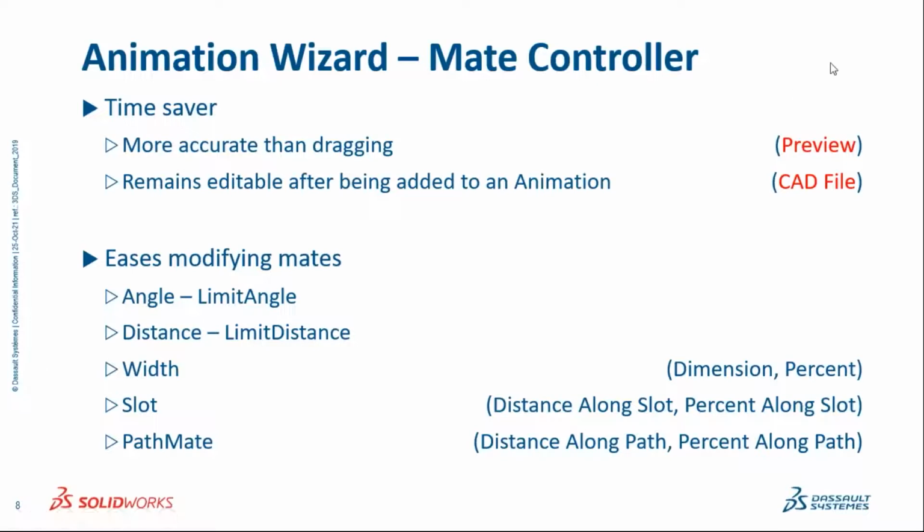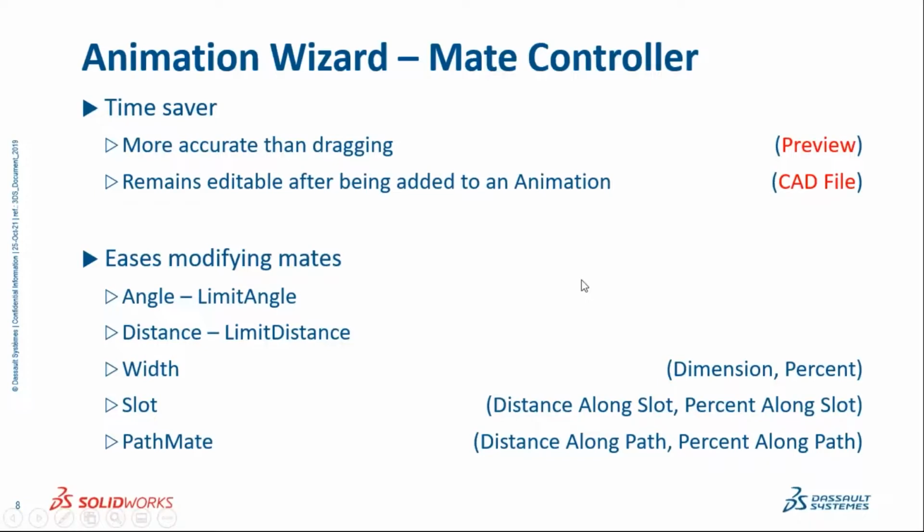We also have width mates. And in the width mate, I can add it to a mate controller in 2 options, using the dimension option or the percent option, where I can define it like move to 25% or remove 2 millimeters, for example. So I can define it using dimensions or percent. I can also use the slot mate and the path mate, and in both of them, I can also use the distance parameters or the percent parameters.